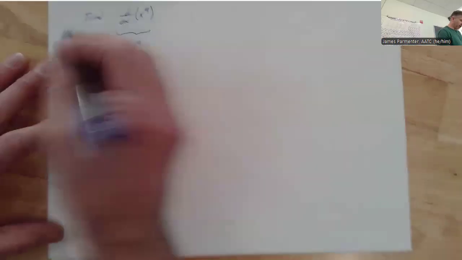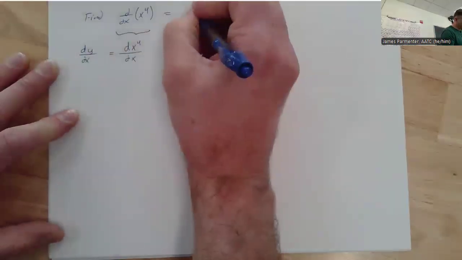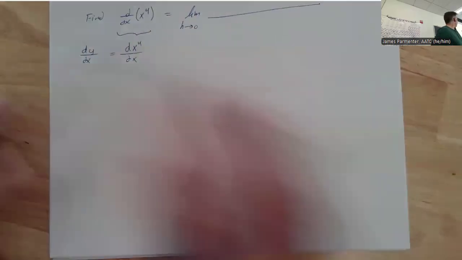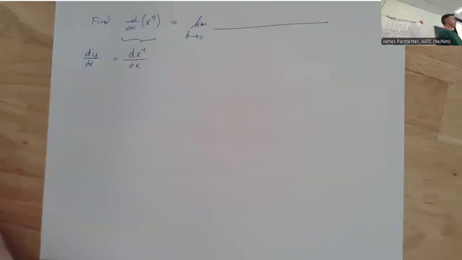All right, so anyway, go ahead and write down the limit definition. The limit as h approaches 0 of, the first part you want unsimplified.